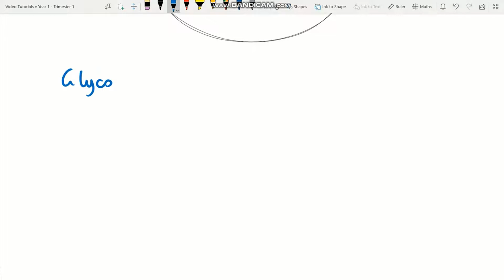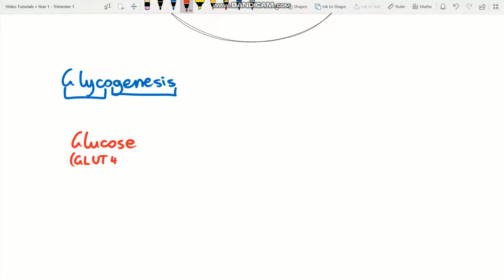So, glycogenesis. It's the genesis, the making of glycogen. So obviously, we have to start with glucose. Glucose will enter the cell, as mentioned before, through GLUT2 or GLUT4 transporters. And first of all, it will be phosphorylated. So essentially that means that a phosphate group will be added to the glucose, and this will form glucose 6-phosphate.